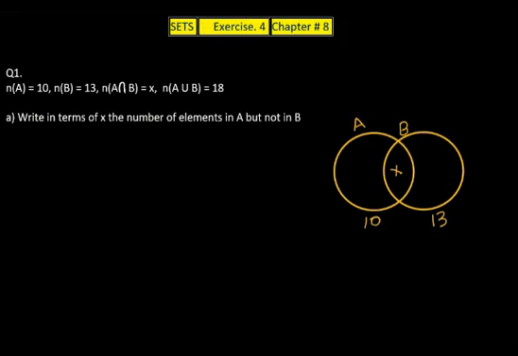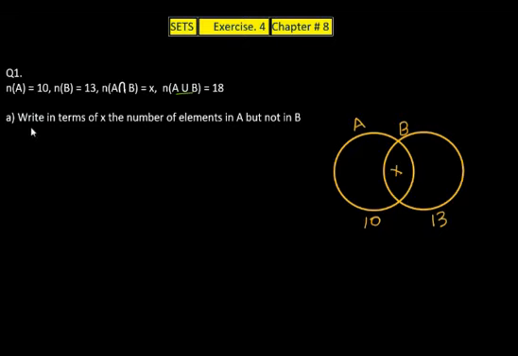As you can see here, this is a diagram and it's quite simple to understand. The only tricky part you should know is this A union B. Now A union B means that the total amount of elements between A and B is 18. It means that if you add the elements of A and B, that comes to 18.